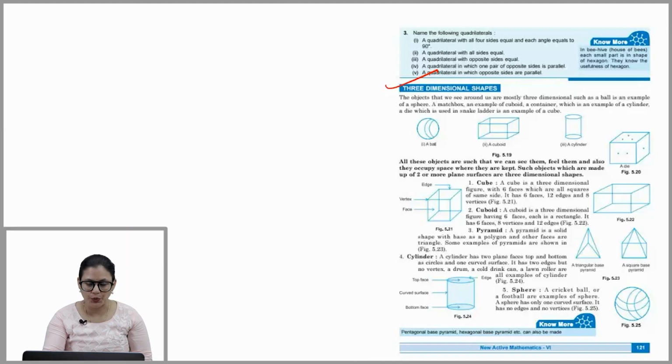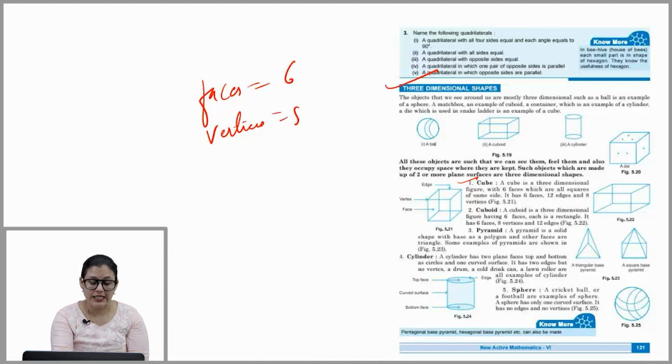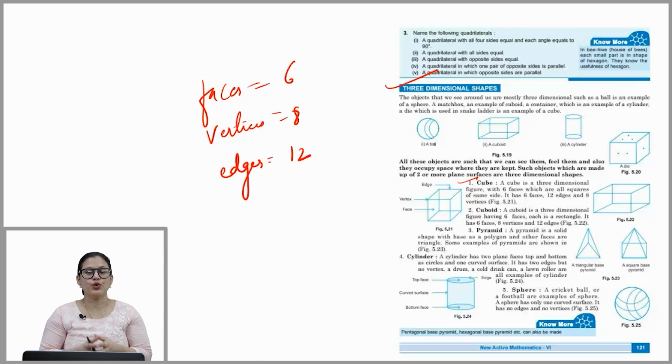Number 1, cube. A cube is a 3-dimensional shape with 6 faces, each is a square. It has 6 faces, number of vertices 8, and if we talk about edges, 12 edges. Number 2, cuboid. A cuboid is a 3-dimensional figure having 6 faces, each is a rectangle. It also has 6 faces, 8 vertices and 12 edges.